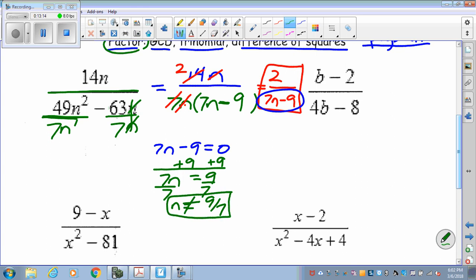So you just make that into a not equals. All right, and this is my excluded value.